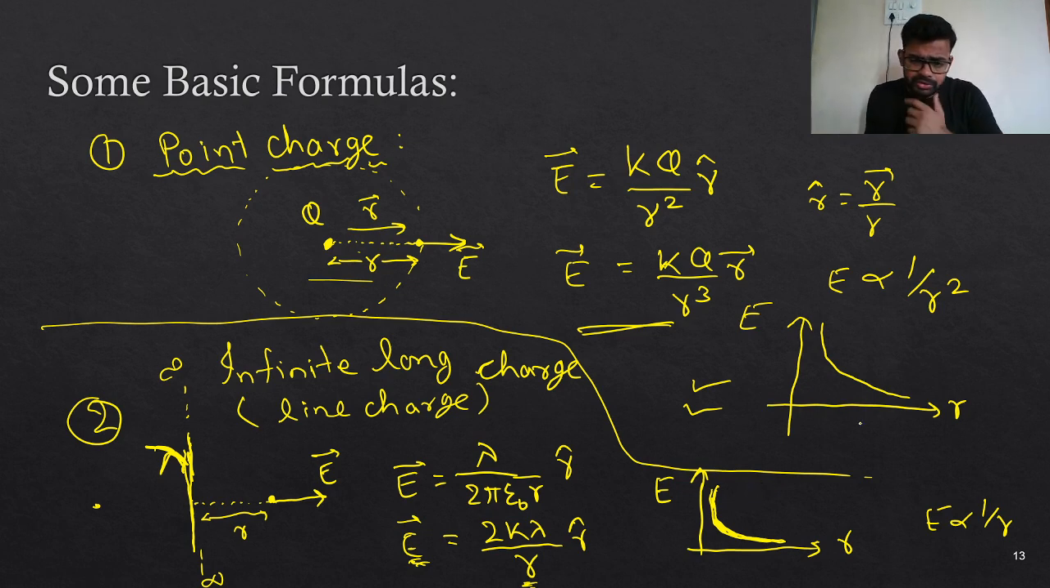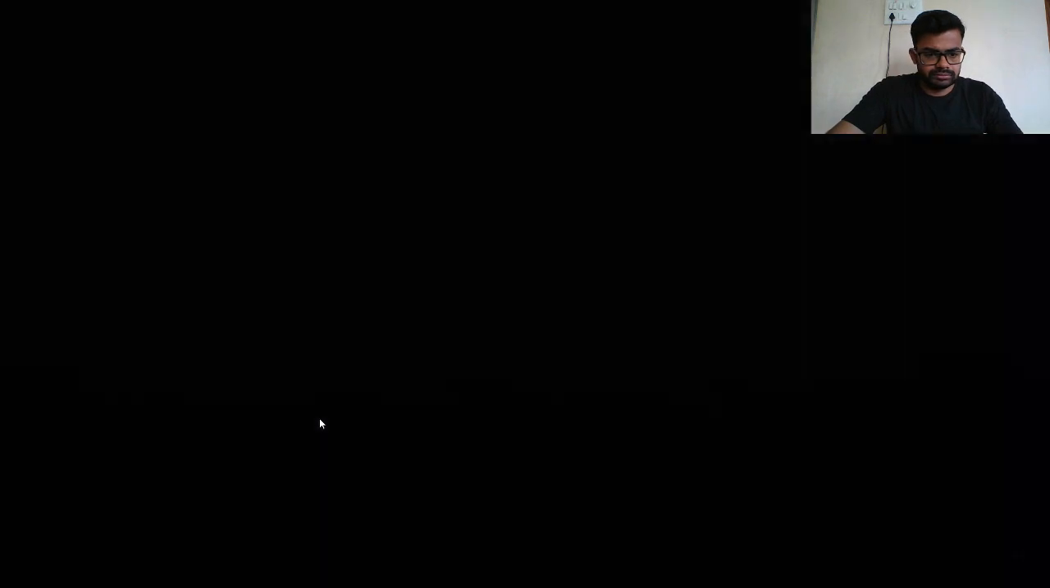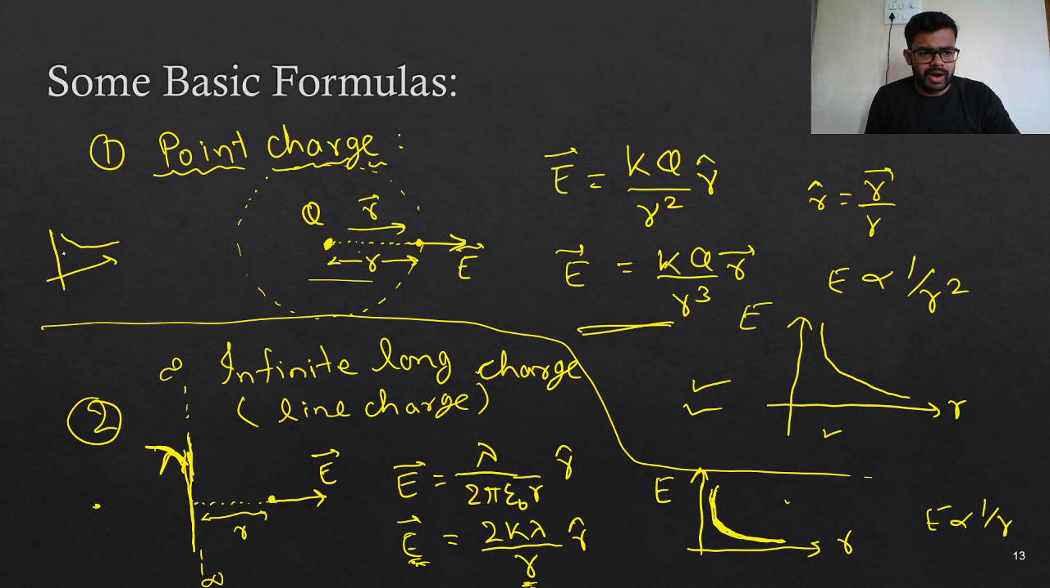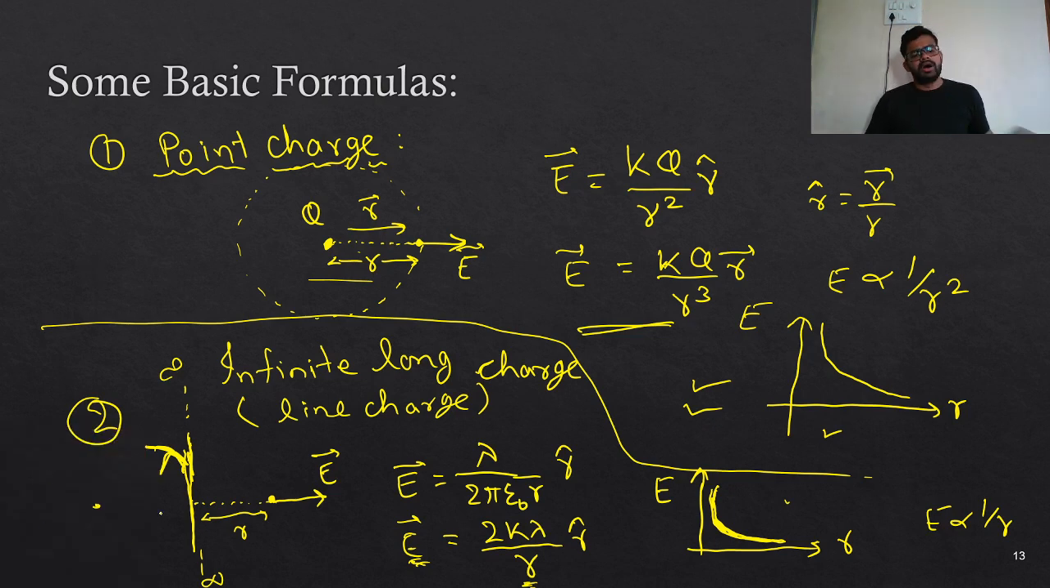Then you will ask, sir, what is the difference between the point charge and this curve? I will say both are almost the same, but the curves look different. For a point charge it will look like this, and for the wire it will look like this, a little downward. So you got it, right? That's all. Let's move to the next slide. Two formulas we have studied. Next, number 3.